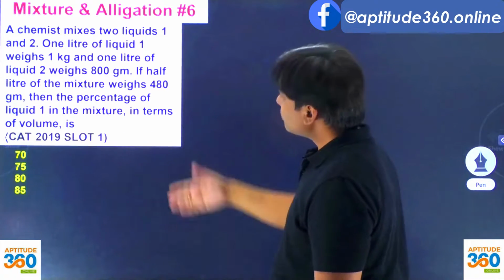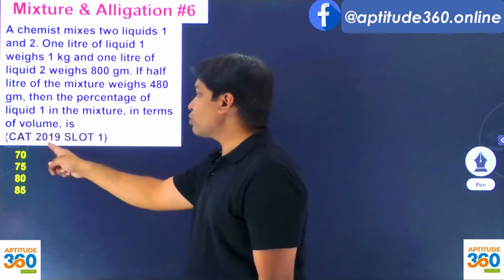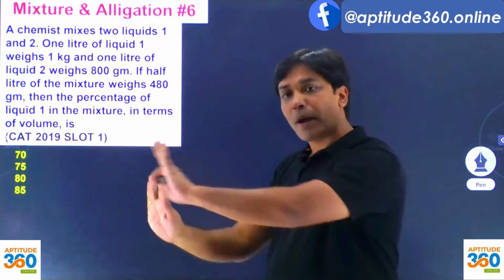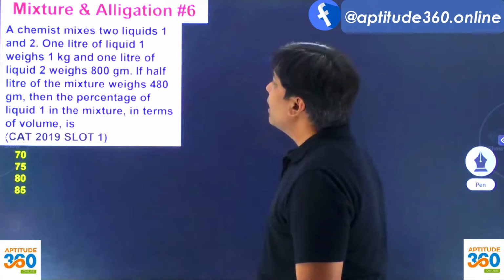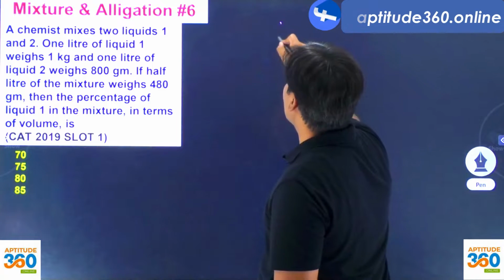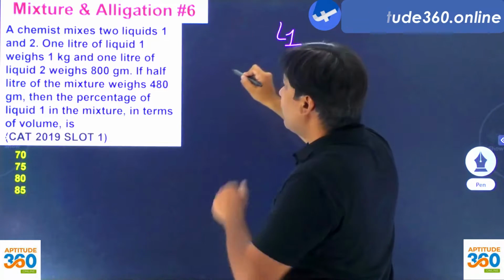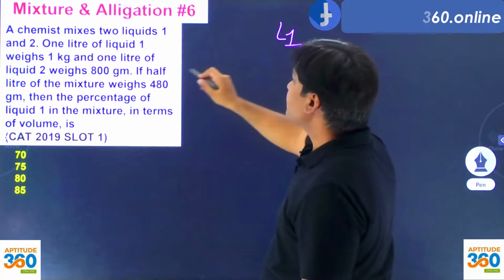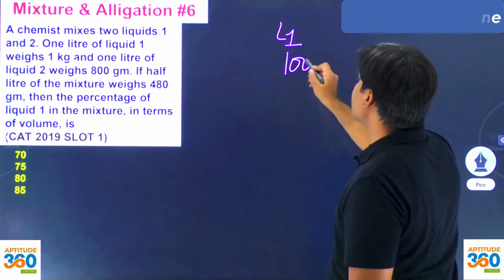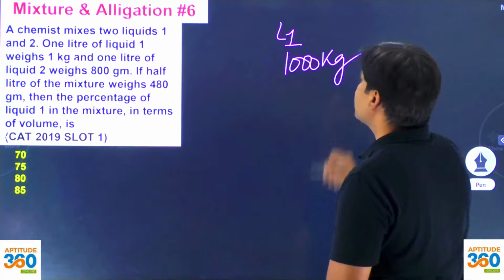जैसे ये प्रॉब्लम, दिस वॉज आस्क्ड इन कैट 2019 एंड स्लॉट 1. ये 2 लाइन का प्रॉब्लम है, अपने आप बन के आएगा. एंड देन आई विल गो बैक टू सॉल्व दोस काइंड ऑफ प्रॉब्लम. So it says that a chemist mixes 2 liquids 1 and 2, 1 liter of liquid 1. So I'll say liquid 1, 1 liter weighs 1 kilogram.